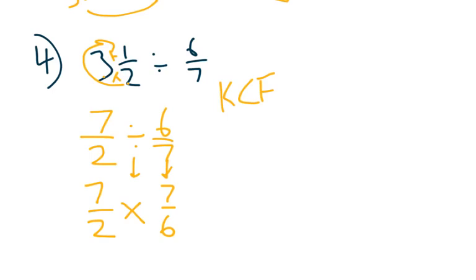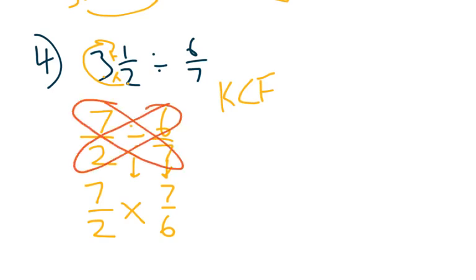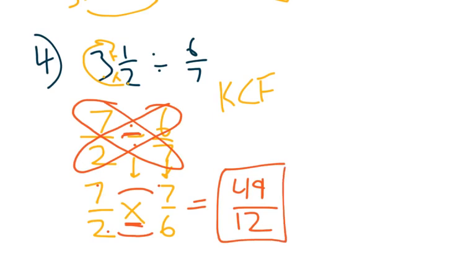Now again, this is why we have to be careful. Not everything will simplify. Before we did that, it was very tempting to simplify, but notice we have a division sign in there. We haven't switched to multiplication. You cannot simplify until you're at the stage where you have a multiplication sign. Now, nothing simplifies. All we can do is multiply our numerators together to get 49, and our denominators to get 12. And that is the final answer.